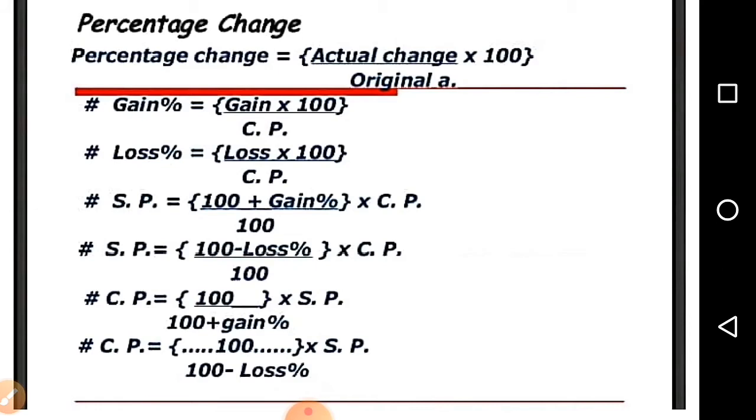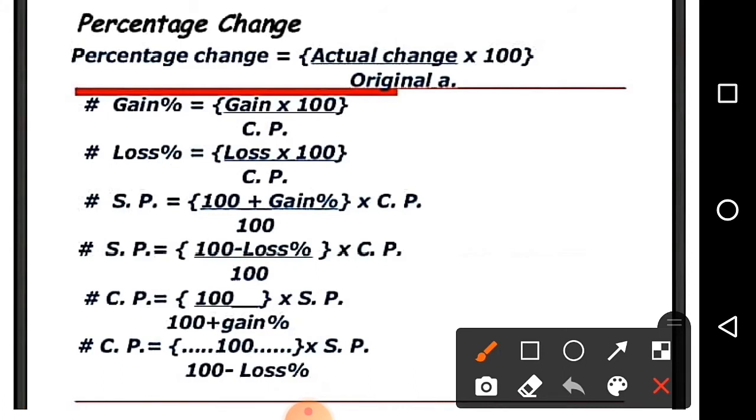So percentage change, how to find out percentage change? For finding percentage change, this is the formula: actual change multiplied by 100 and divided by the original, whatever was given in the question, that you need to take. Same way, profit percent is also called gain percent. The formula is gain upon CP into 100. Same way loss percent: loss into 100 upon CP. Same way, if we want to find SP and gain percent is given in the question, CP is given, then which formula will we use? This formula: 100 plus gain percent divided by 100 into CP. CP means cost price.